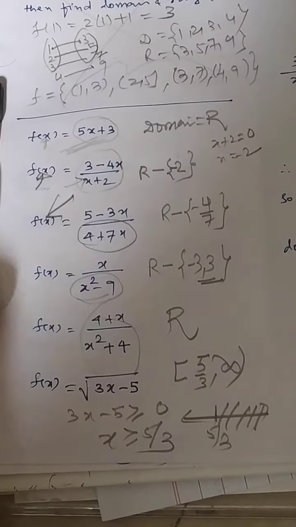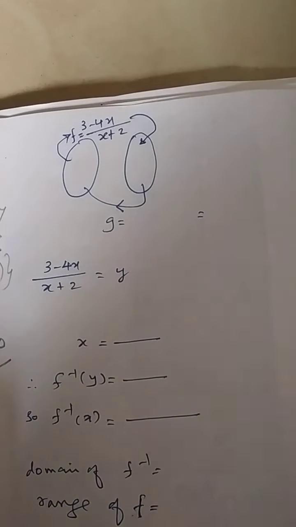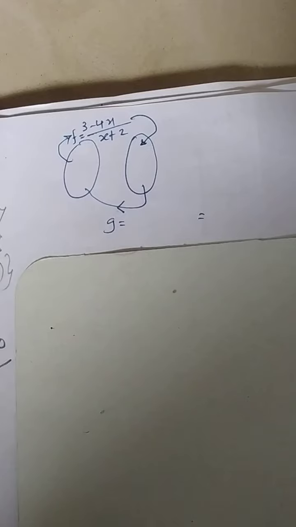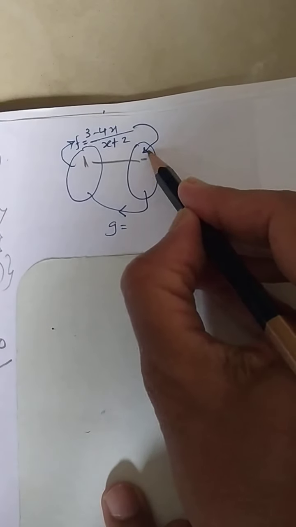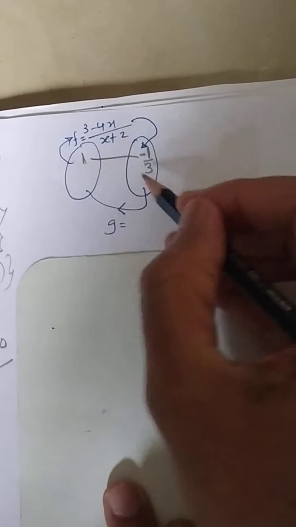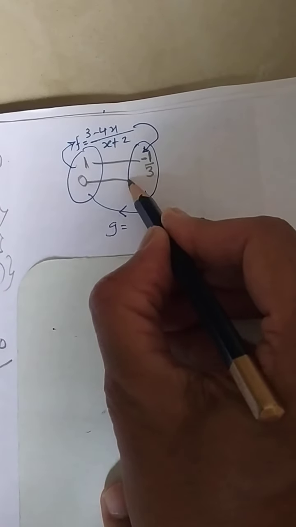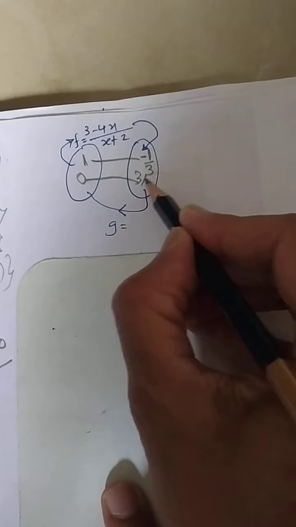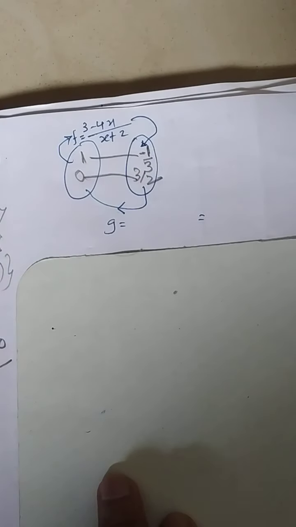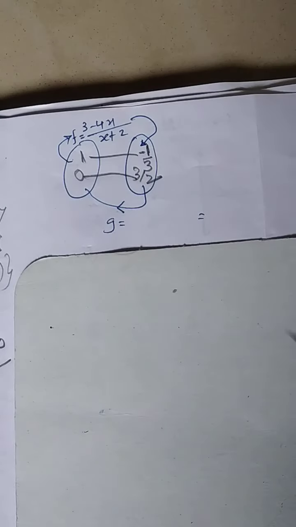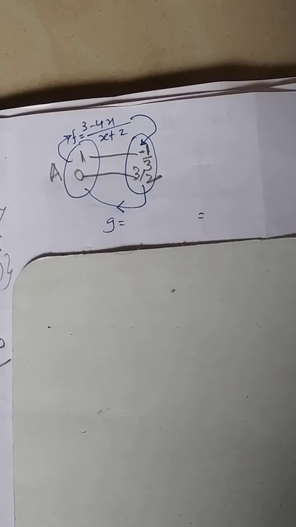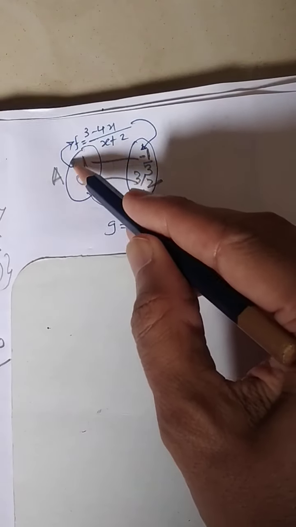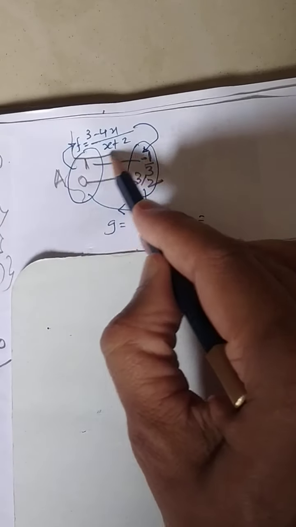Look at the next example after this. I am considering the function f as 3 minus 4x upon x plus 2. Suppose I take 1 as an element, then this 1 will go here, and it is minus 1 by 3. Is it okay? Suppose I start with 0, then I will get 3 by 2. So there are many points in the set A. Only one point is problematic there, that is minus 2. Minus 2 I cannot take. Is it okay? Therefore, leaving out minus 2 becomes the domain of this given function.